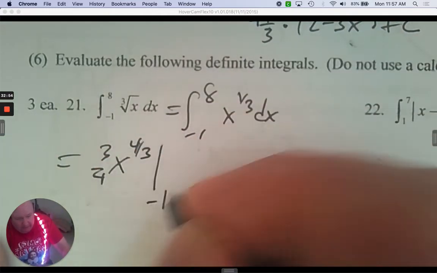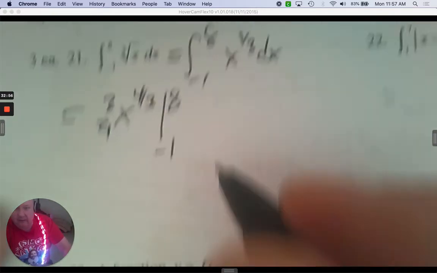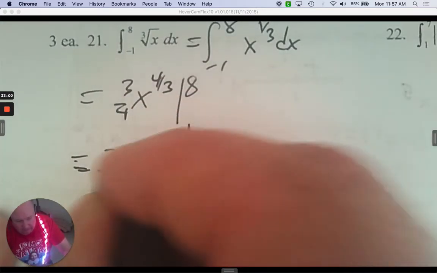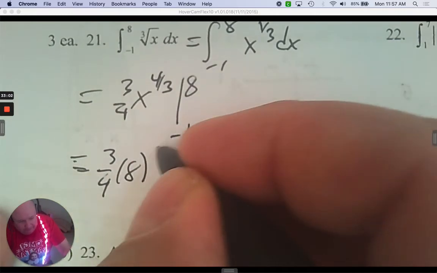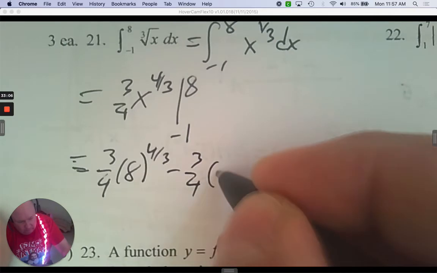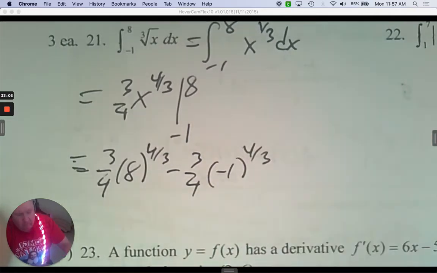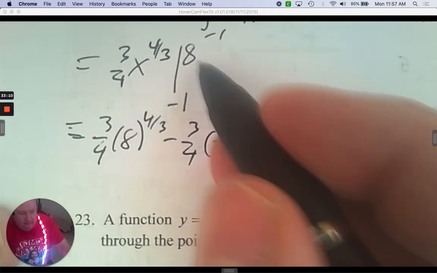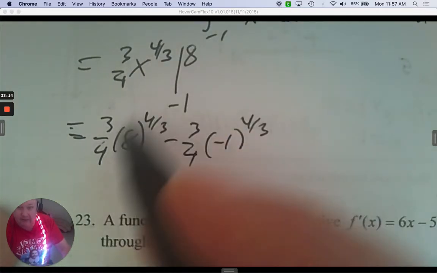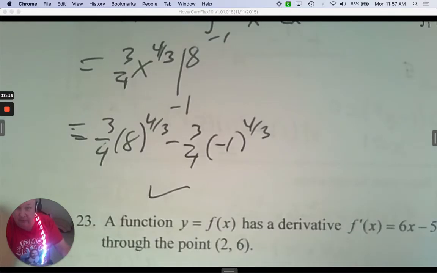And then the bounds go from negative 1 to 8, or the limit. And then the last step, and we won't simplify this, is to plug in the upper bound, subtract the lower bound. So we have the upper bound, subtract the lower bound. Done. Good answer. So that's a definite integral. That's called the fundamental theorem of calculus.